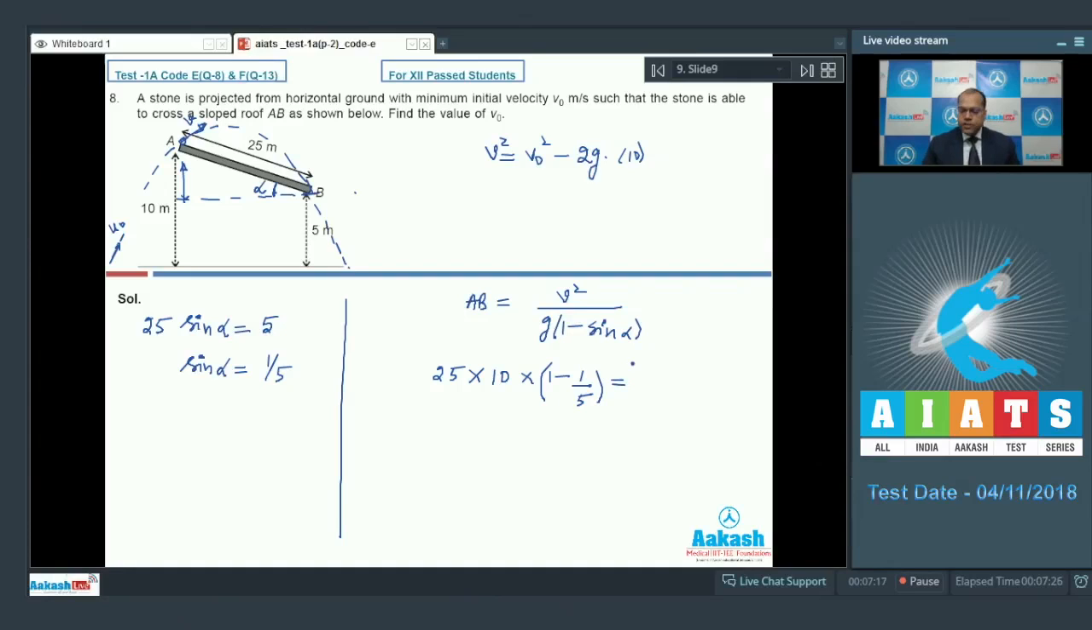That is the square of the velocity at point A. And this we have already calculated: V0 square minus 20 into g, that is 10. So if I calculate the value of V0, it comes out to be 20. So the correct answer for question number 8 is 20. Let's move to question number 9.